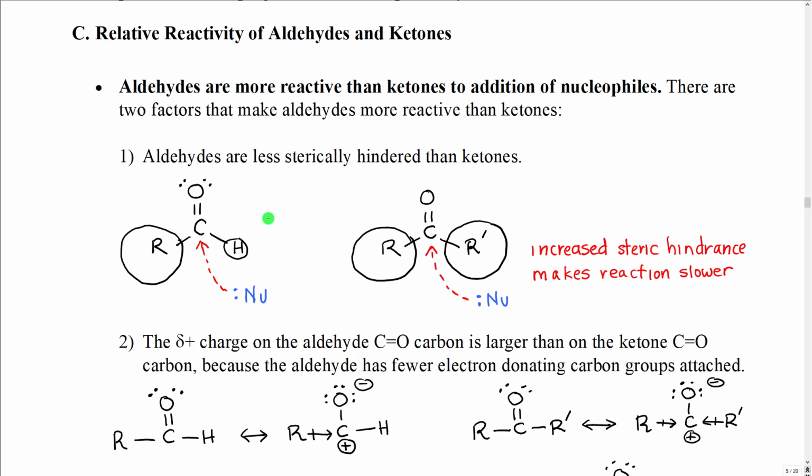The first is that if we look at the size of the two groups attached to the carbonyl, comparing them in an aldehyde to a ketone, we can see that the aldehyde has one pretty large carbon group, but then a very small hydrogen. So that makes it less sterically hindered than a ketone where we would have two large carbon groups. Increased steric hindrance generally slows down nucleophile reactions, so that's going to make the ketone reaction slower than the corresponding reaction with the same nucleophile on an aldehyde.